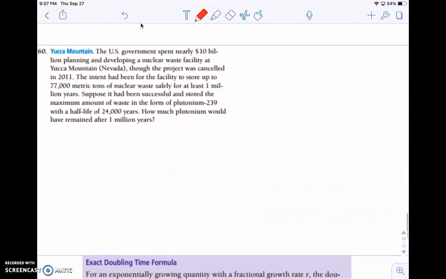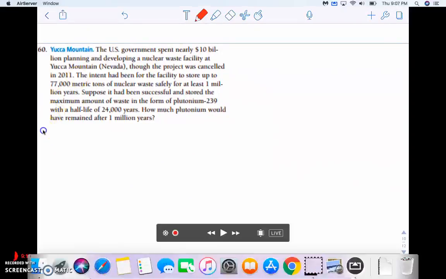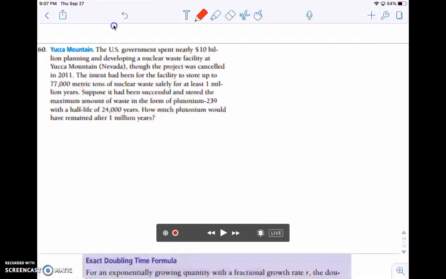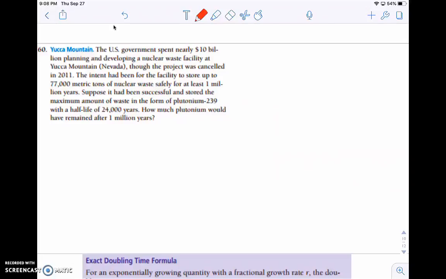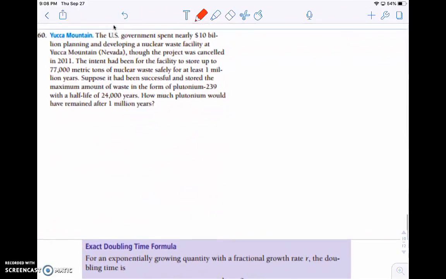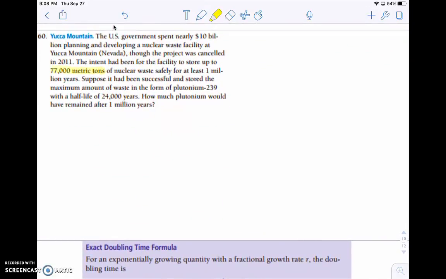Okay, let's see. I got enough time here. So we're going to look at a different question from Yucca Mountain. The U.S. government spent nearly $10 billion planning and developing a nuclear waste facility in Yucca Mountain, Nevada. Well, the project was canceled in 2011. Now, the intent had been for the facility to store up to 77,000 metric tons of nuclear waste safely for at least 1 million years. So our time and our amount are right there.